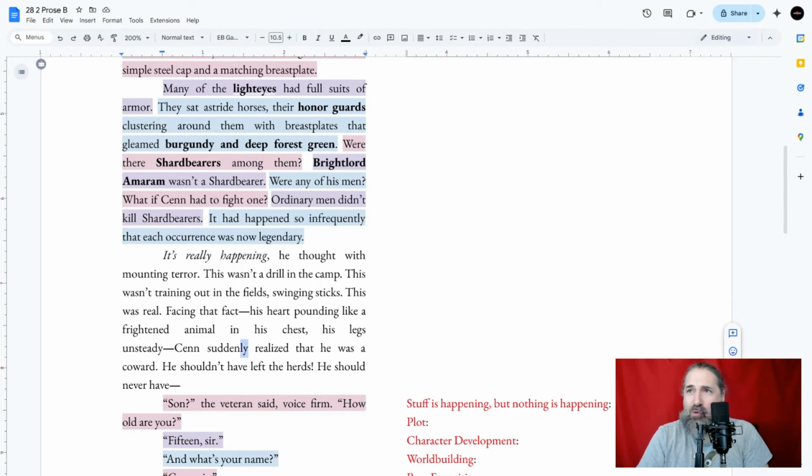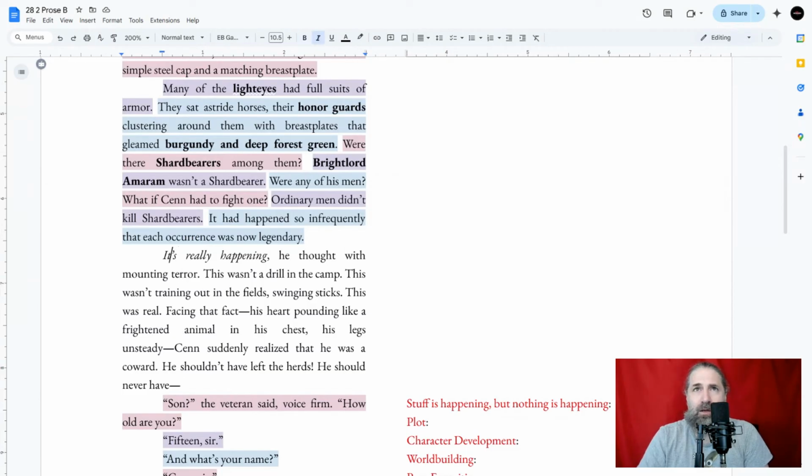Suddenly, don't use "ly" words? Use your "ly" words. "Realized that he was a coward. He shouldn't have left that herd. He should never have..." "Son." And this is great because the internal narrative that is not italicized or thought is interrupted by dialogue. So you can do that too. I love this idea, the narrative gets interrupted.